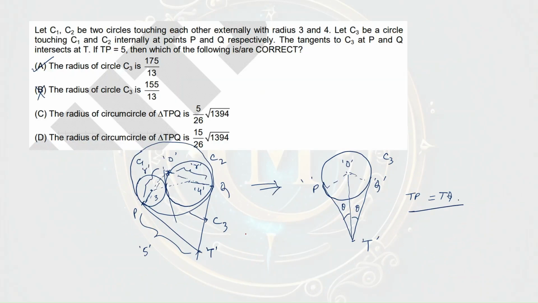So this corresponds to option number C. So option C is correct and option D is wrong. That means the correct options for this question will be option A and C. I hope you understood this question.